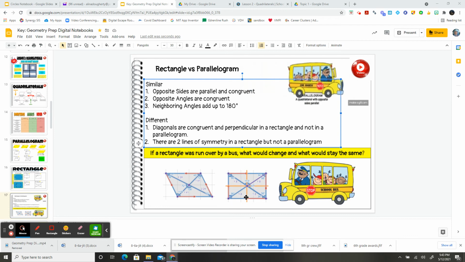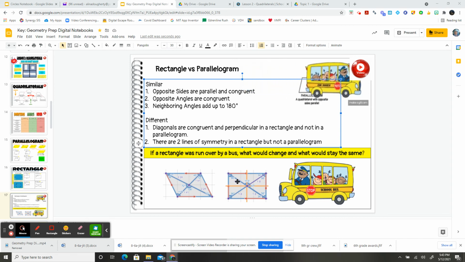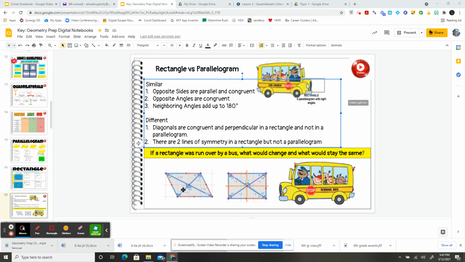So if you start with a nice square rectangle, right? It's got two short sides and two long sides, diagonals that are congruent, four right angles, and you run it over by a bus, what stays the same and what's different?